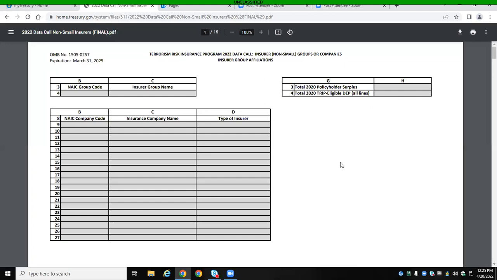Regarding, and again, you're looking at these fields here in column G, regarding the total 2020 policyholder surplus, you need to identify that for 2020 for the relevant entities, and understand this is generally a 2021 data call. However, the figures in column G essentially address metric issues based on the deductible, and we look at the policyholder surplus in the same year, which actually pivots back to the same year before.